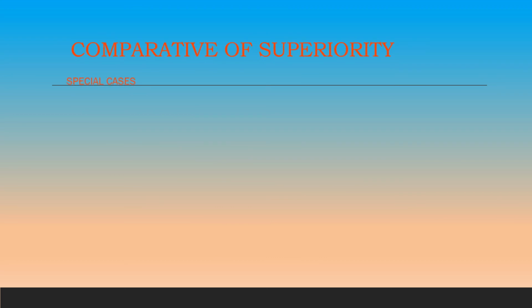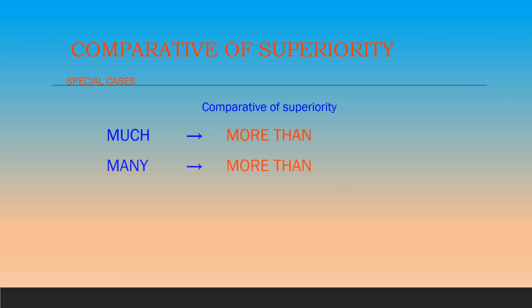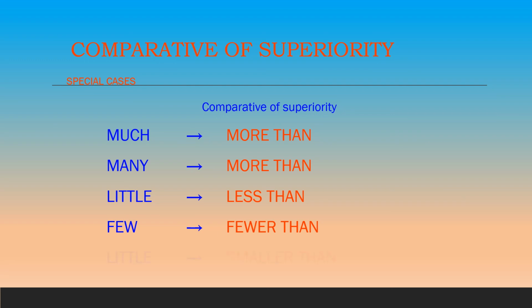Comparative of superiority, special cases again. Much is more than. Many is more than. Little is less than. I have a little and I have less than you. I have much and I have more than you. He has many, he has more than me. Few, I have few. In fact, I have fewer than everyone. He's little, he's smaller than me.